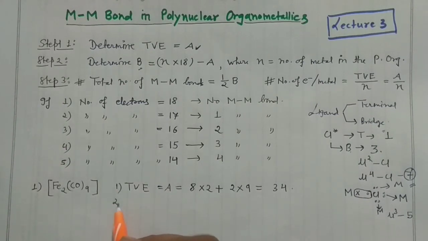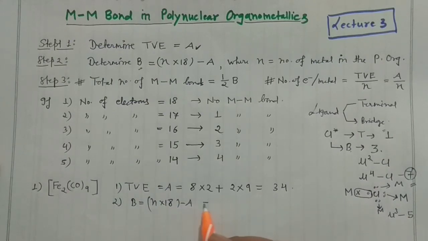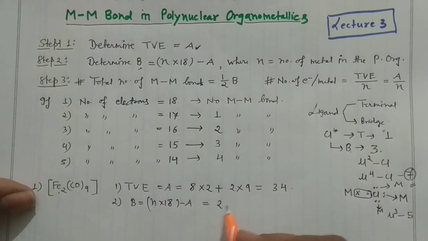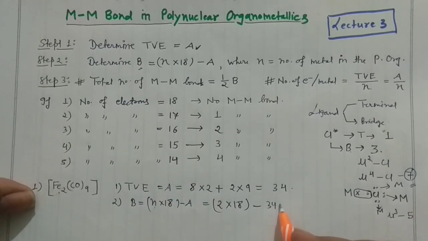Now in step number 2, you have to determine the B. The value of B is quite simple: n into 18, minus A, where n is the number of metals. So how many metals are present? 2 metals are present. We multiply it with 18, minus A. A is the total number of valence electrons. So 18 into 2 is 36, 36 minus 34 will give you 2.